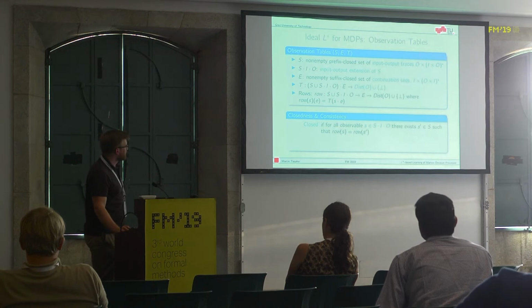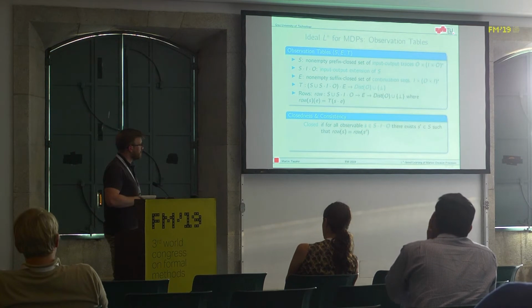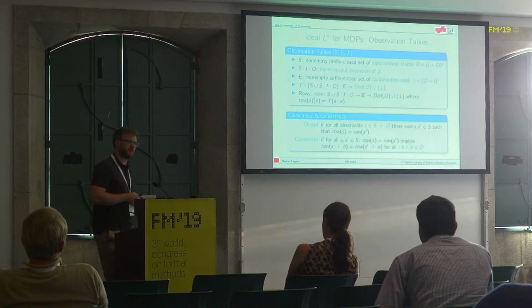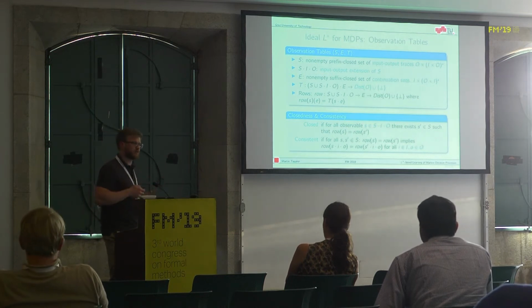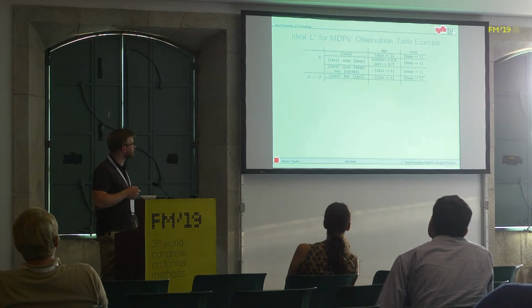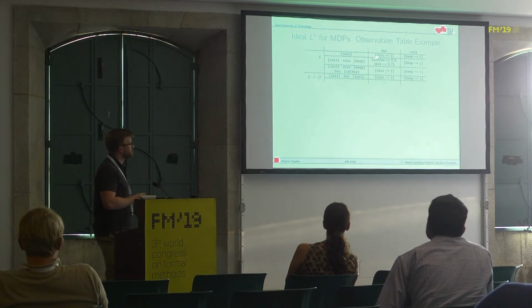We also adapted closedness and consistency. Now we require for all input-output extensions that there needs to be a non-extended row that is equivalent. And we require for all equivalent rows that their input-output extensions are equivalent as well. This is also necessary to create edges in all states and to create deterministic MDPs. Here you see an example of an observation table. We have rows labeled by traces, so we have outputs followed by inputs followed by outputs. We have the set E consisting of the inputs, and we have output distributions in the table cells.